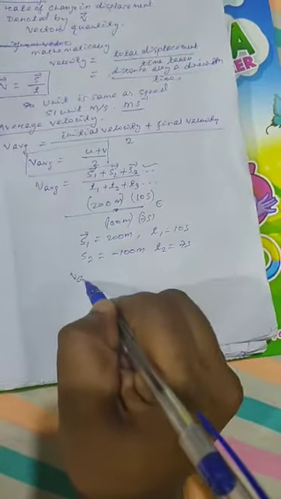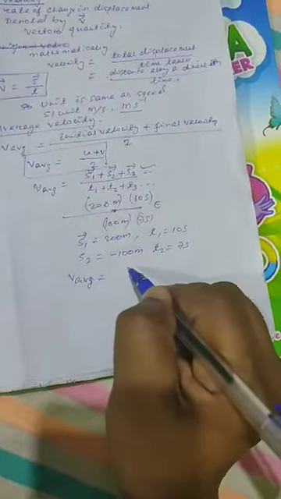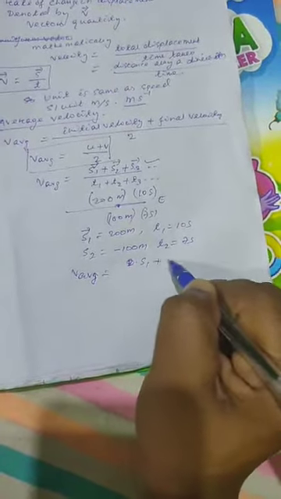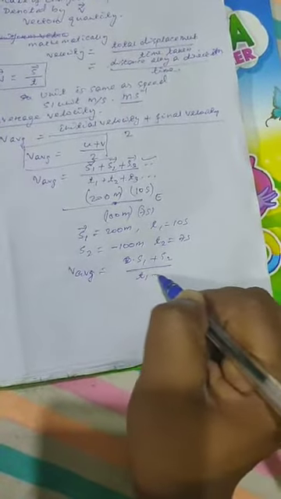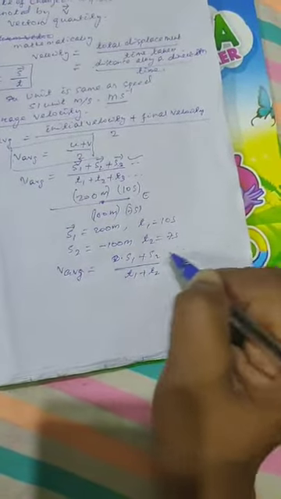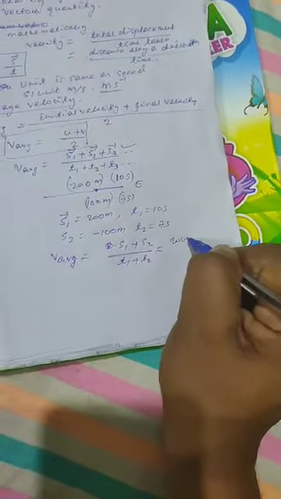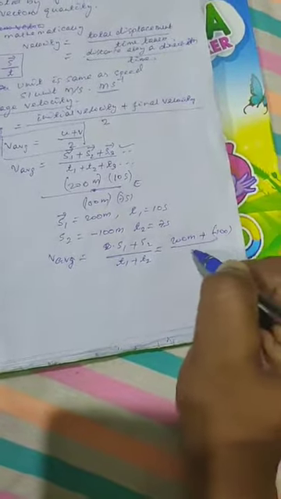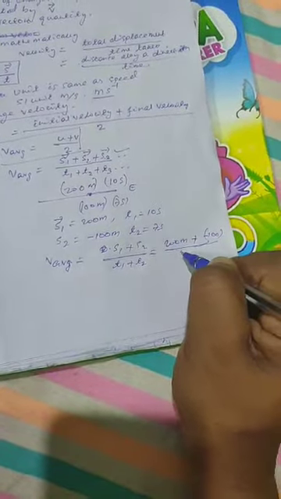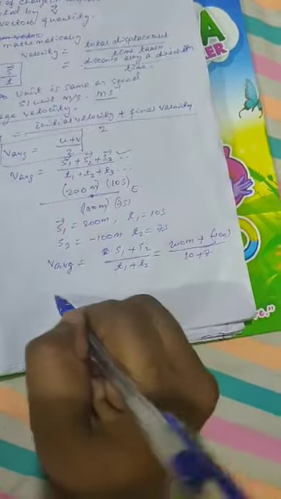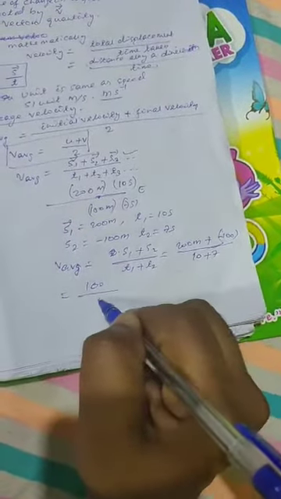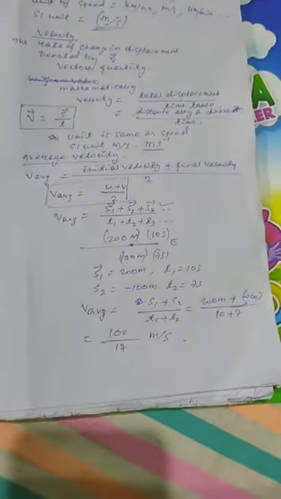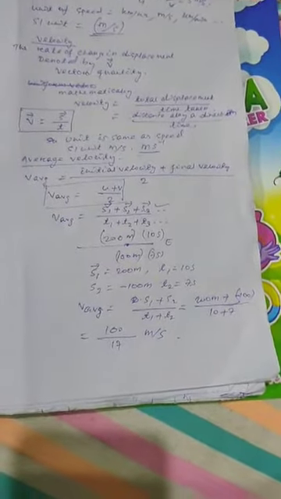Now to find the average velocity, write average velocity is equal to s1 plus s2 by t1 plus t2, which is 200 meter plus minus 100 meter by 10 plus 7. This is 100 by 17 meter per second. In this way you have to find out the average velocity.